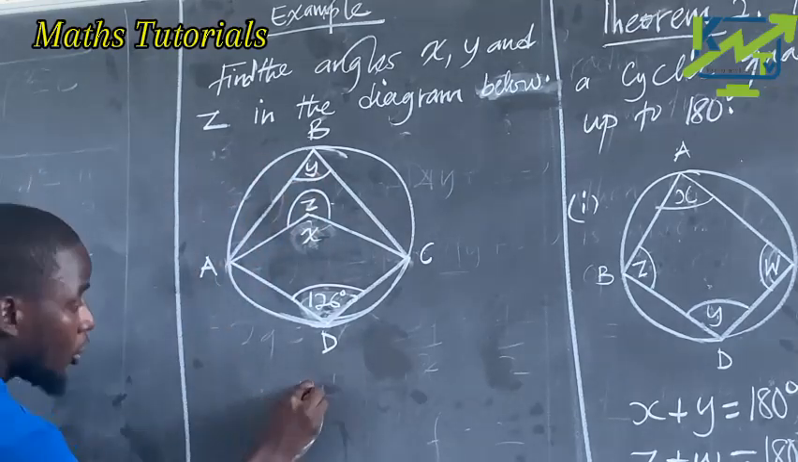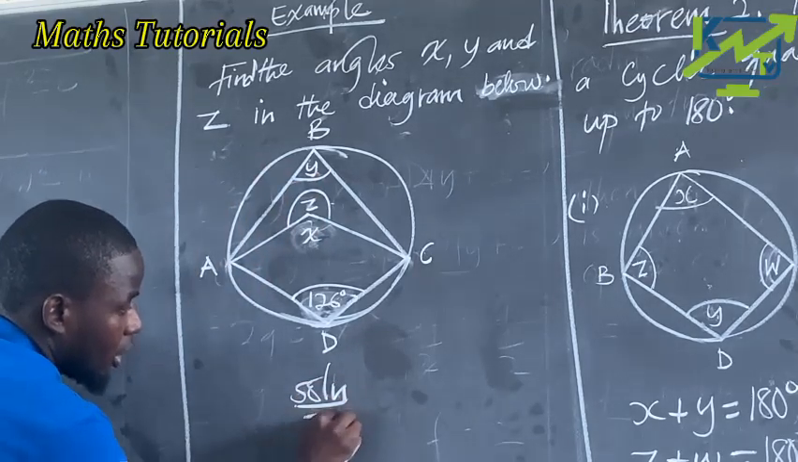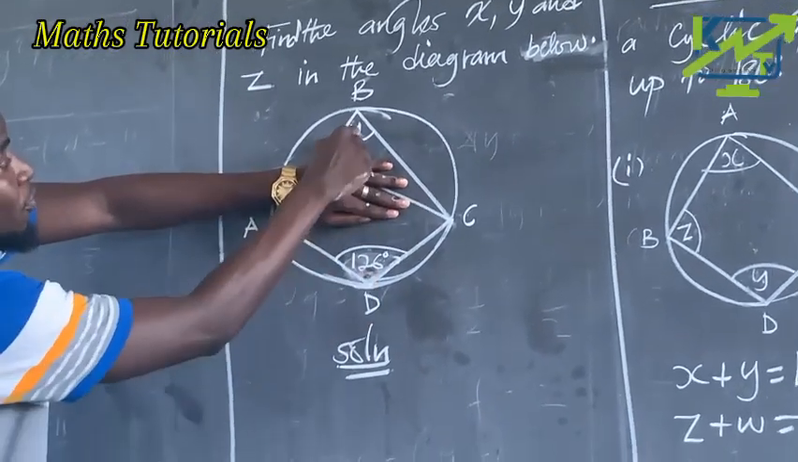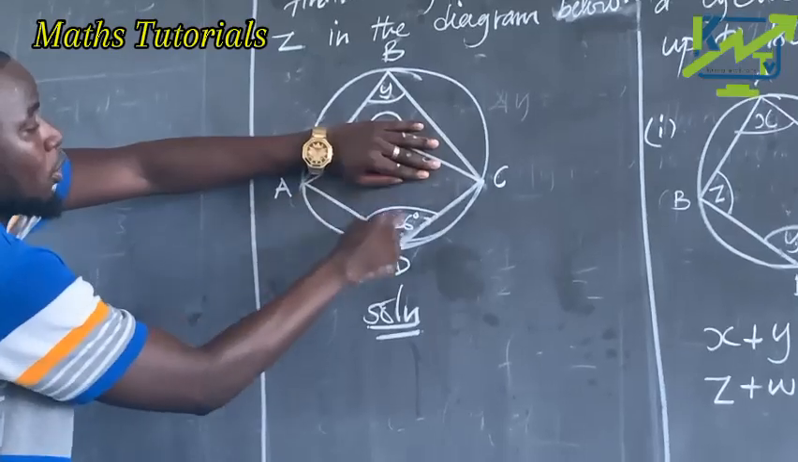So now we are going to write our solution. The solution is that we are going to apply theorem number 2, which says that opposite angles of a cyclic quadrilateral add up to 180 degrees.